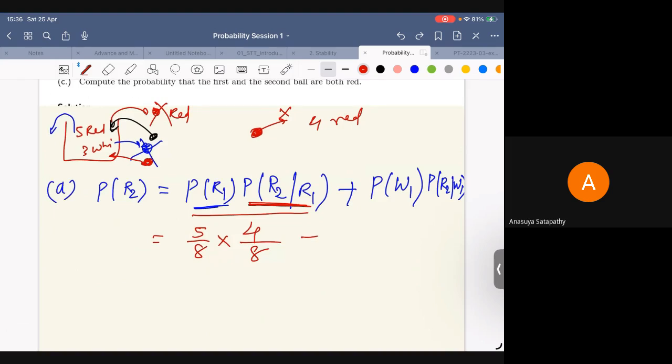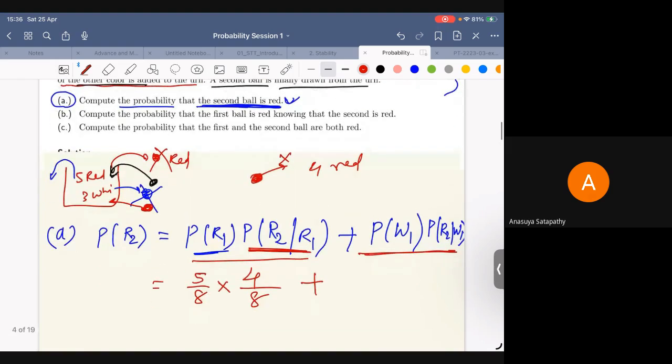So plus this part. The probability of a white ball is 3 by 8. Now the second ball is red. Imagine the first time I got a white, so I threw the white ball and added a red ball inside the bag. So it will be 6 over 8. Has everyone understood this question? Yes. Okay.